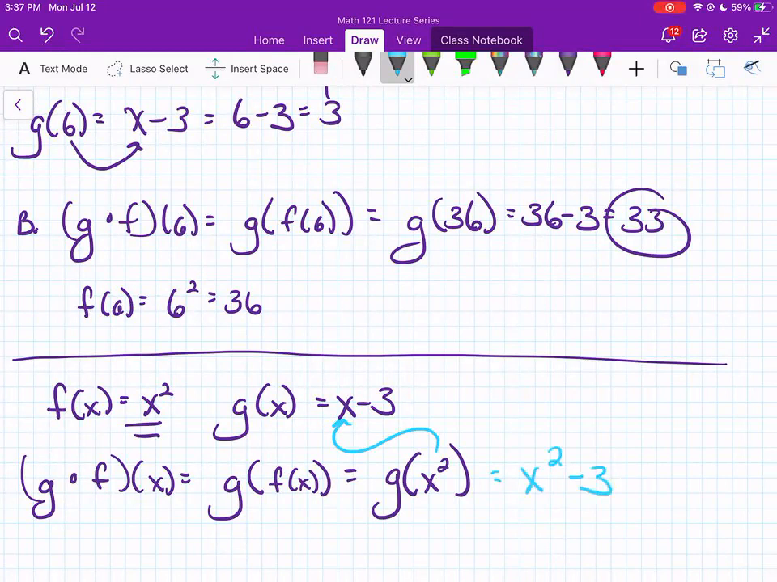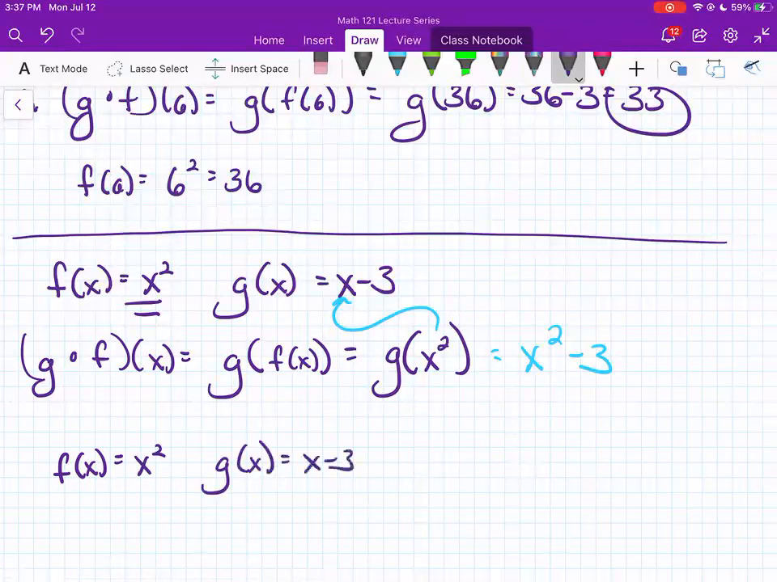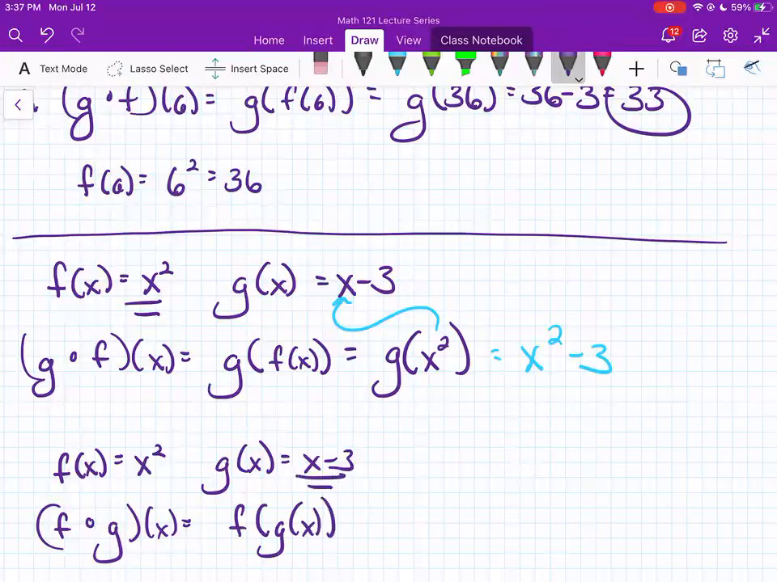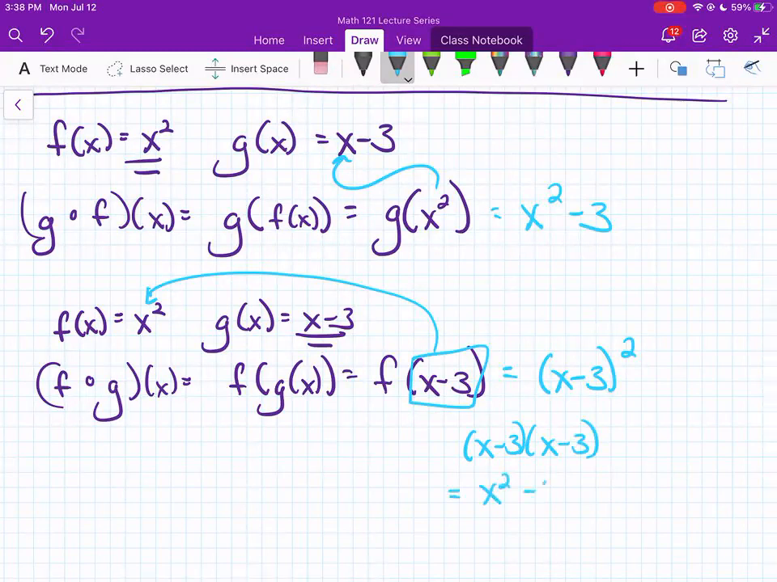I'm going to rewrite those same two functions and just show you how you would calculate f of g of x. If I want to calculate f of g of x this time, I'm going to have f of g of x. I know g of x, so I can immediately substitute that in. And now I'm going to take this value, and wherever I see an x, I'm going to plug it in. So this becomes x minus 3 squared, which I then have to FOIL, giving me x squared minus 3x minus 3x plus 9, or x squared minus 6x plus 9.